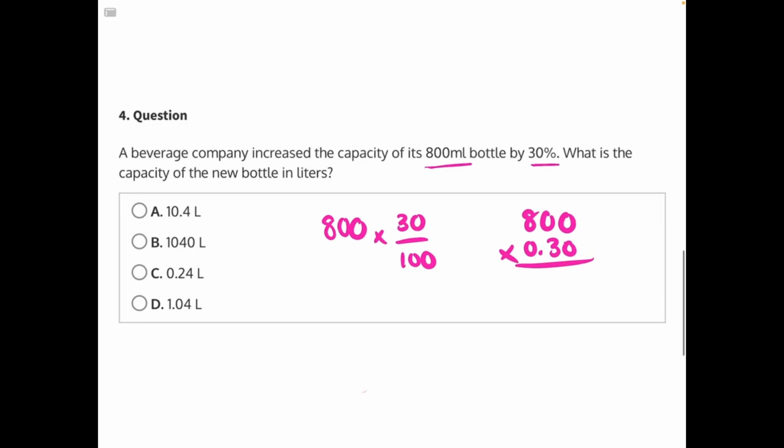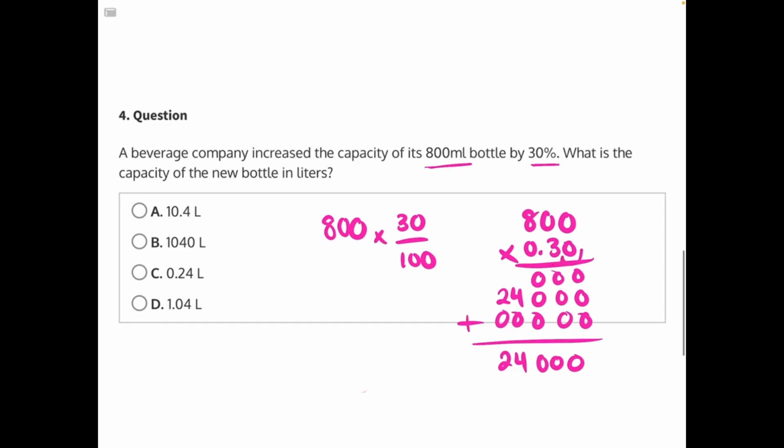For the decimal, we would have 0 times everything would give us 0, put a placeholder. 3 times 0 is 0, 3 times 0 is 0, 3 times 8 is 24. 2 placeholder zeros, 0 times everything is 0. We would end up with 24,000. Count the places in our multiple, apply that to our answer, and we have 240 milliliters.